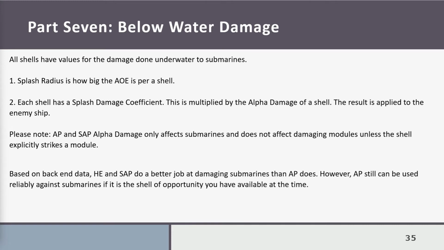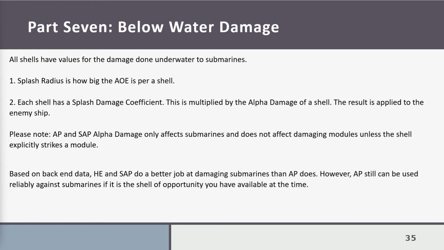HE shells are special, where their alpha damage will get multiplied by the splash damage coefficient and damage submarines, and their alpha damage also, like we saw in the last couple slides, will be applied to the modules from the high explosive cube. So alpha damage on HE does double duty. Alpha damage on AP and SAP only damages subs.